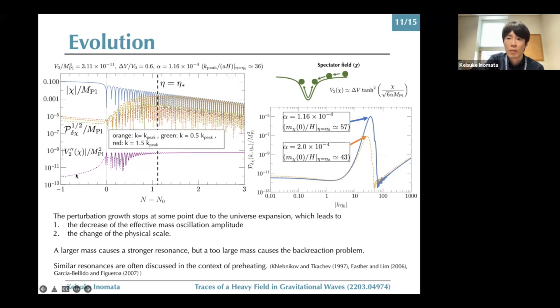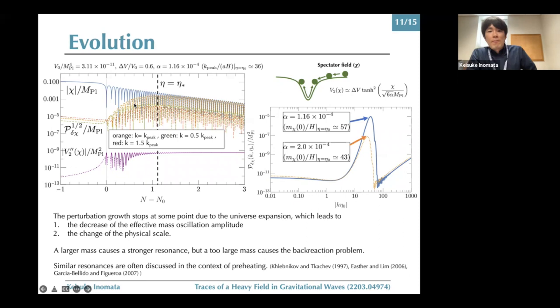First, the mass is negative because I consider a concave potential. And once the spectator field starts to oscillate, the effective mass also starts to oscillate like this. And this line shows the spectator field fluctuation power spectrum, and the orange line is the peak scale. First, the peak scale perturbation grows exponentially, but at some point, the resonance stops.